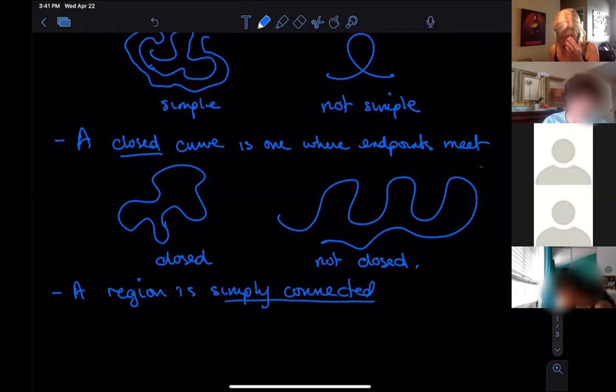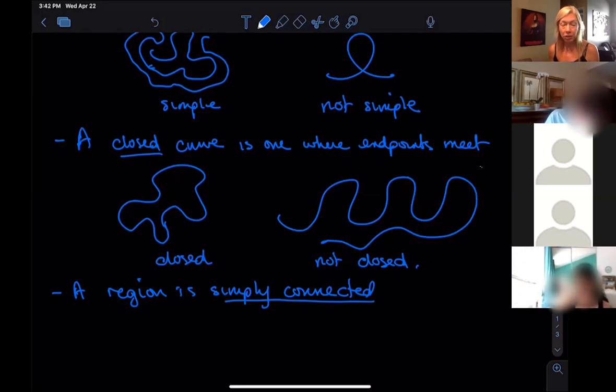Well, let's see. If it was just a two-dimensional region, I could just say if it doesn't have any holes in it. But simply connected has a meaning no matter what dimension you're in, and saying it doesn't have holes doesn't really generalize. So I'll say what the general thing is, and then I'll tell you specifically for 2 dimensions.